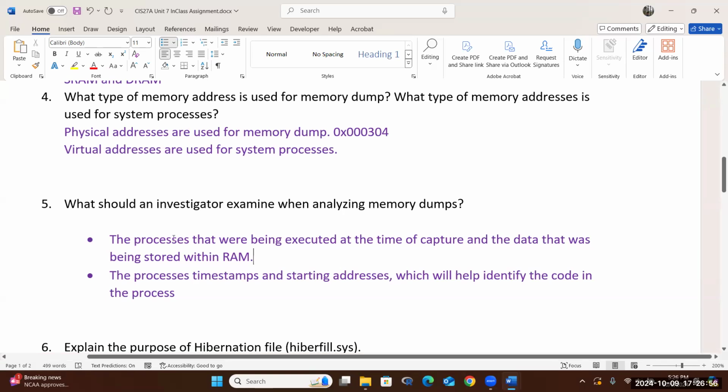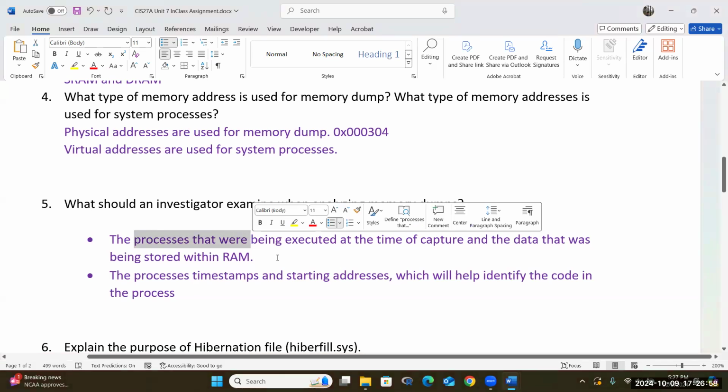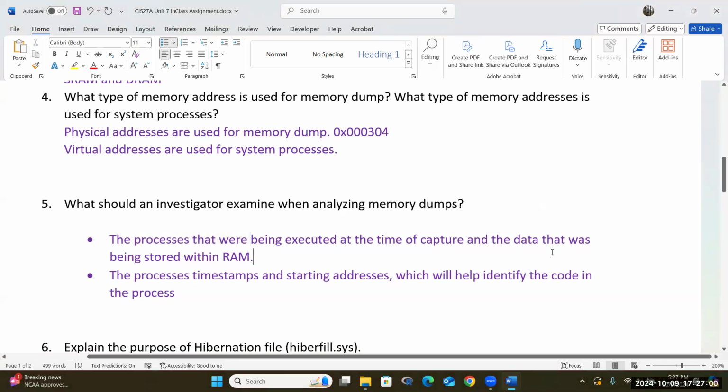So we document, we need to find the processes that are being executed at the time of the capture, as the system is still running. Now, if you have a system that's shut off, there are no processes really running. All the processes have ended. So when you reboot the computer, RAM is being utilized again, and potentially that space can be rewritten, right?